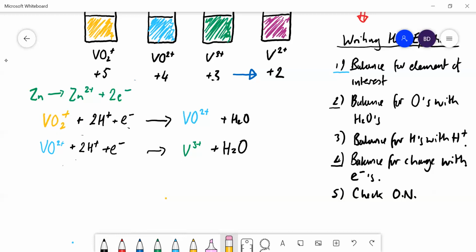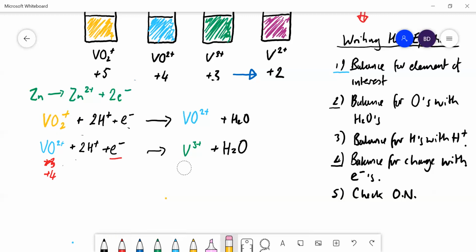We're going from a +4, sorry, +4 to a +3, so it should be 1 electron, and the electron should be gained, and it is, so that's all right.